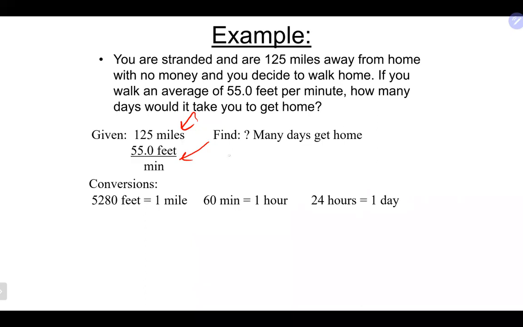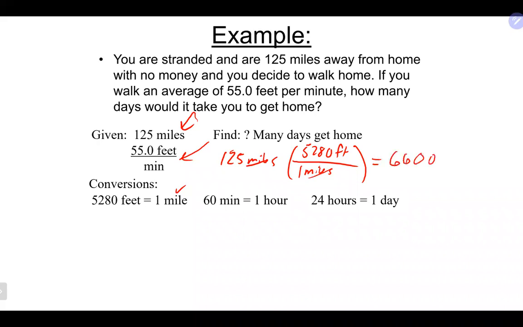So if I do 125 miles using a conversion factor that comes from this equality, we want miles on the bottom so that they cancel, and feet up on top, 5280 feet. Miles will cancel. 125 times 5280 gives us like 660,000 feet. Definitely got your steps in for that day here, feet.